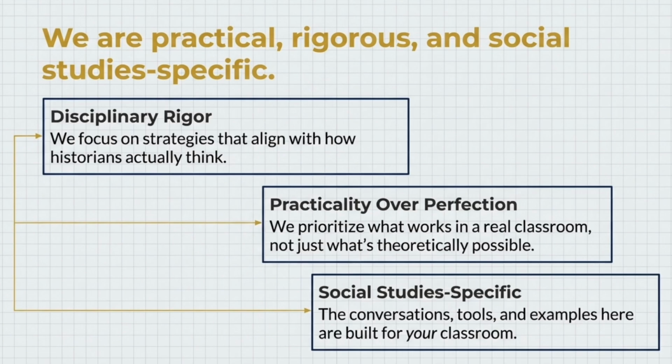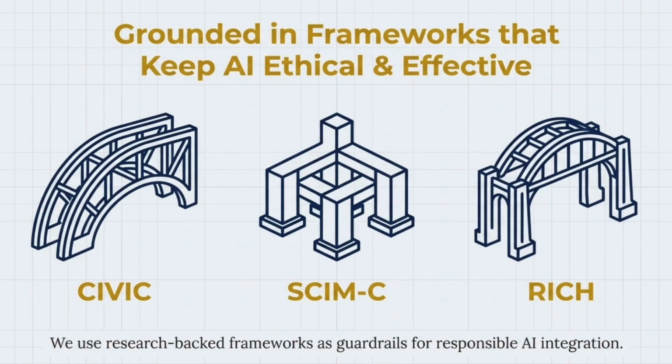And third, and this is the big one, we're social studies specific. The strategies, the examples, the conversations, they're all built for your classroom, not a generic education space. We're talking about teaching the Reconstruction Era, analyzing Federalist Papers, helping students understand gerrymandering, the stuff that you actually teach. We're grounded in research, specifically the CIVIC framework by Hefner and Maxwell, but we're always asking, okay, how does this work on a Tuesday in a classroom with 32 kids?